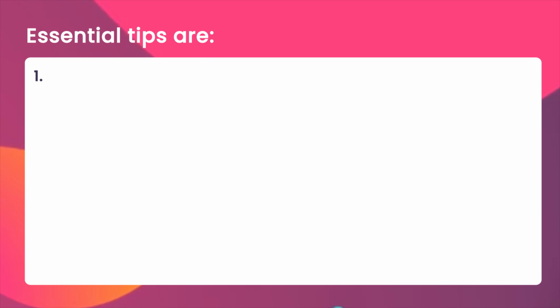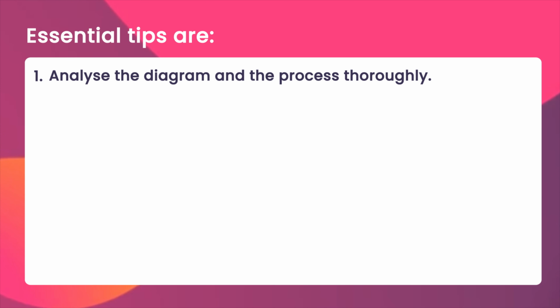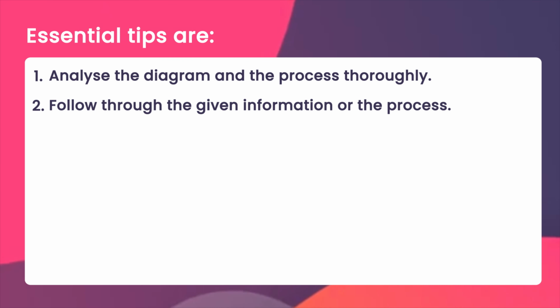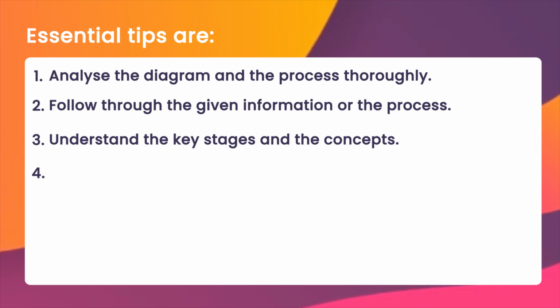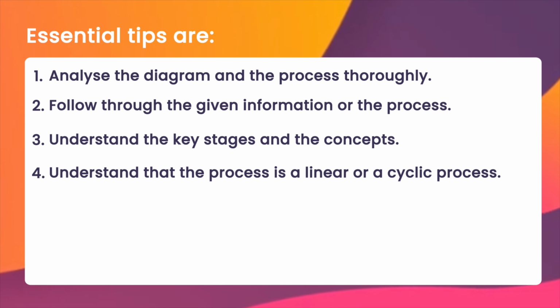Number 1, analyze the diagram and the process thoroughly. Number 2, follow through the given information or the process. That means from stage 1 to stage 2, stage 2 to stage 3. Number 3, understand the key stages and the concepts. Number 4, understand whether the process is linear or cyclical.